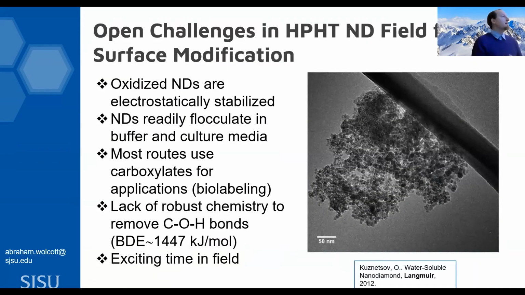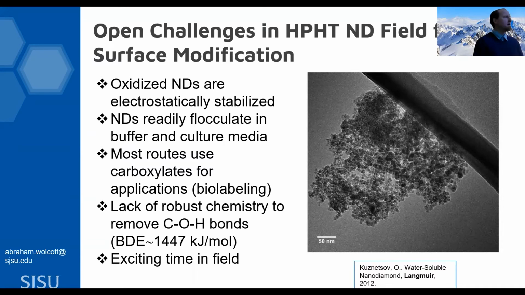So, we have open challenges in the high pressure, high temperature nanodiamond field for surface modification. We know when we oxidize these nanodiamonds that they're electrostatically stabilized. We also know that if we were to put them into buffer or cell culture media, they readily aggregate and fall out of solution. So we need to be able to manipulate the surface structure. We need to be able to control the diamond surface with a level of atomic and molecular specificity.